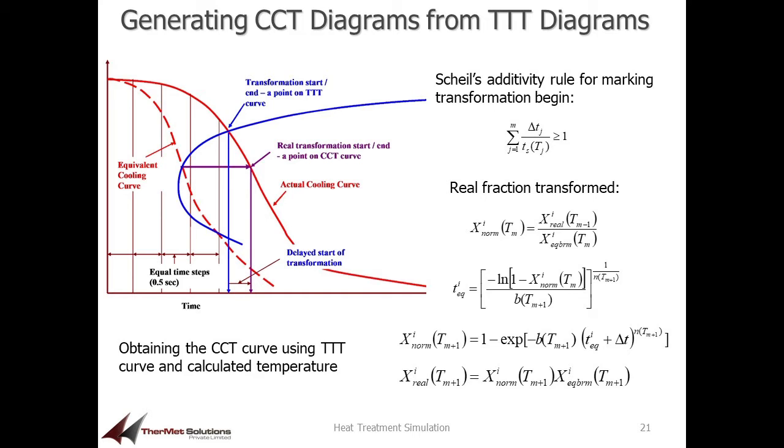Real fraction transformed is computed by this formula. The shift, the beginning and the end of the transformation start and end curves are obtained in real time as the temperature is recorded during quenching.